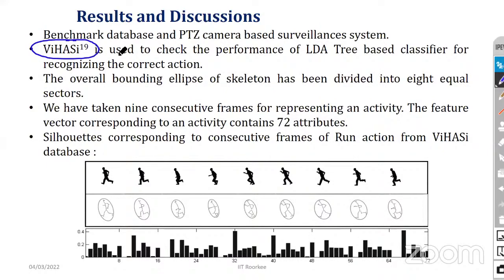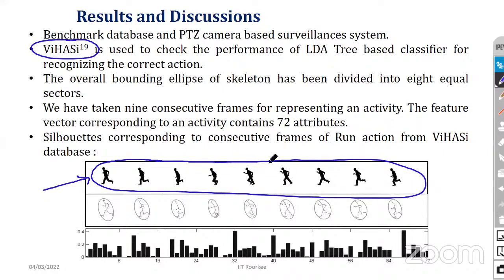So suppose a person is running. We first compute the silhouette, that is a binary image, and then compute the skeleton. And then the skeleton is divided into 8 parts here. So totally 9 frames here. This is just for visualizing this. You may have 200 frames also, but assume that you have 9 frames and the number of sectors is 8 in the ellipse. So total 9 into 8, you will have 72 attributes.